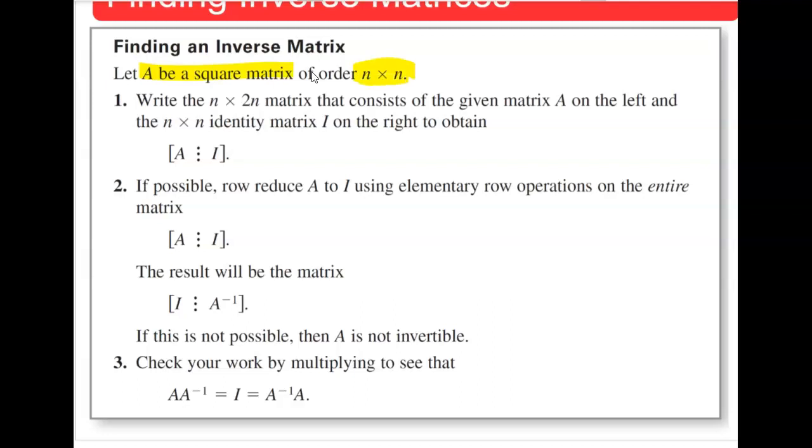So it has the same number of rows as the number of columns. And so the first step is to write down a system that has the same number of rows as we see here, but we double the number of columns, and we double that because we have to include the inverse matrix there. So that's why it says 2n columns, considering both.